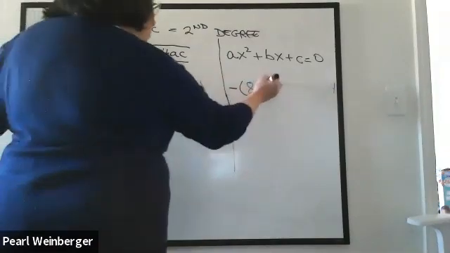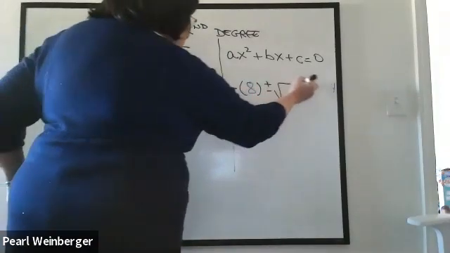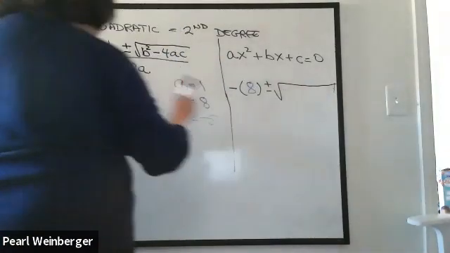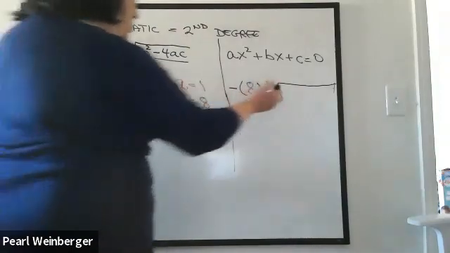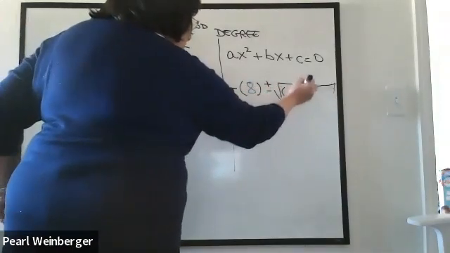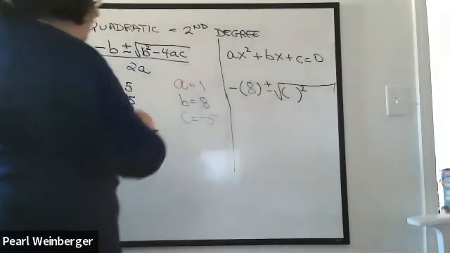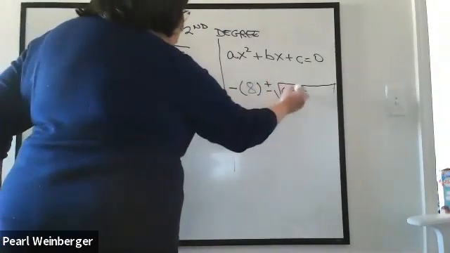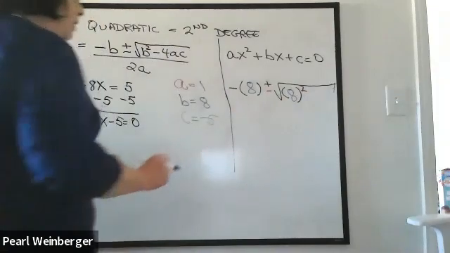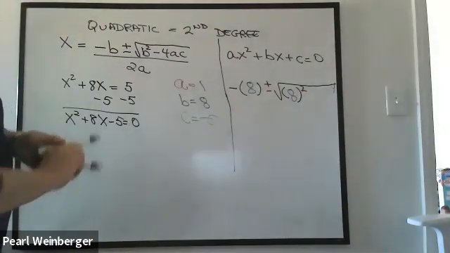Plus or minus. Here's my square root. B squared. So here's my b squared. In place of the b, I'm putting an 8. Notice I'm using parentheses in place of the letters.